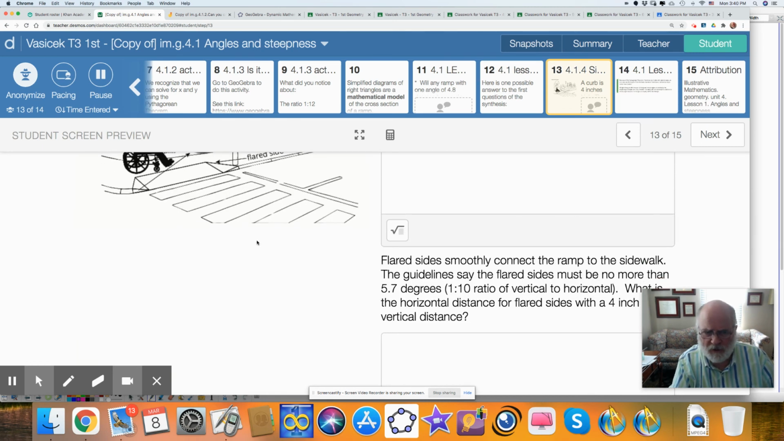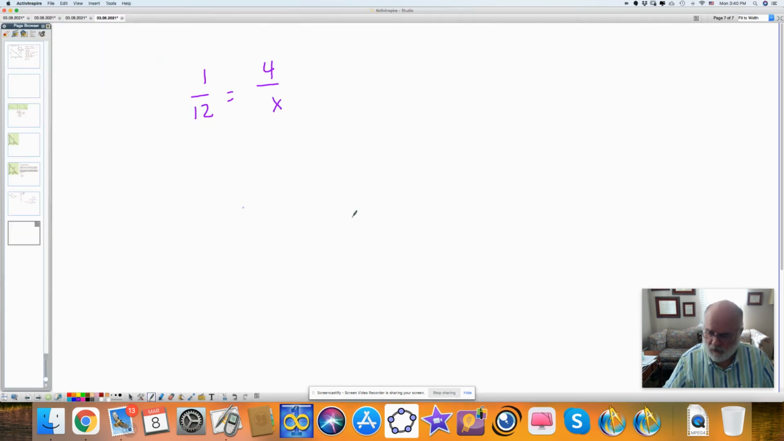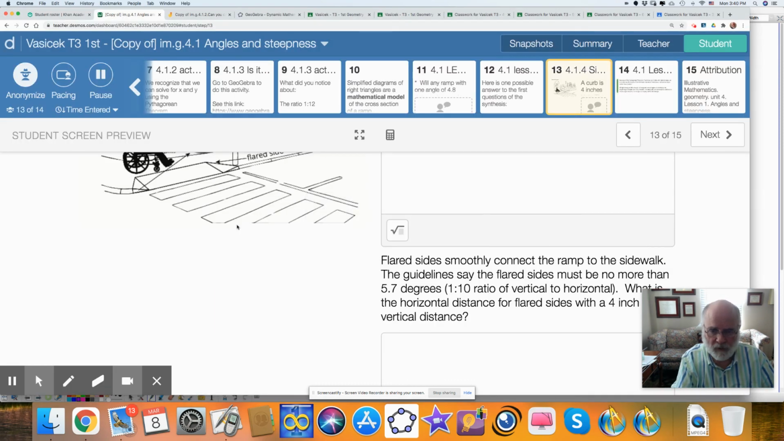Flared sides, these flared sides here, have the same type of guideline as a 1 to 10 ratio. So if you have a rise of 4 inches, how long of a width do these flared sides have to be? If it's a 1 to 10 ratio, and you're going for 4 inches tall, how wide does it have to be? And that's the lesson for today. Good luck and success.